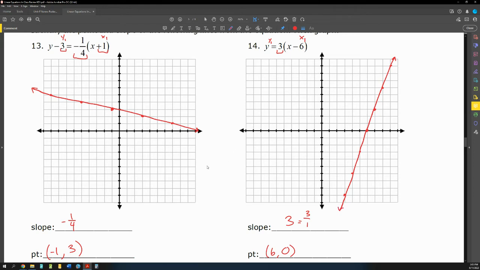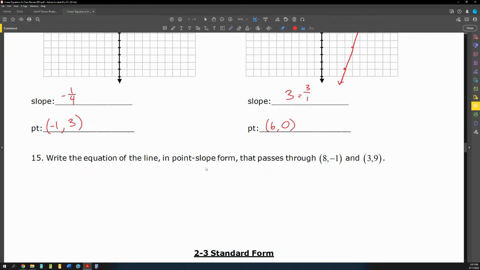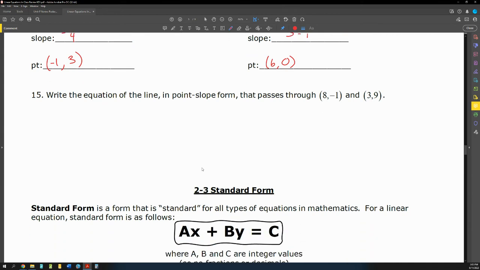All right. Moving on. Let's write the equation of the line in point slope form that passes through 8, -1, and 3, 9. So in order to find the equation here, we first have to find the slope. We've got 2 points here. We only need 1, but we've got 2. We don't have the slope. Remember, in order to find the slope, we can use our slope formula, m equals y2 minus y1 over x2 minus x1. So let's go ahead and label our points x1, y1, and x2, y2.